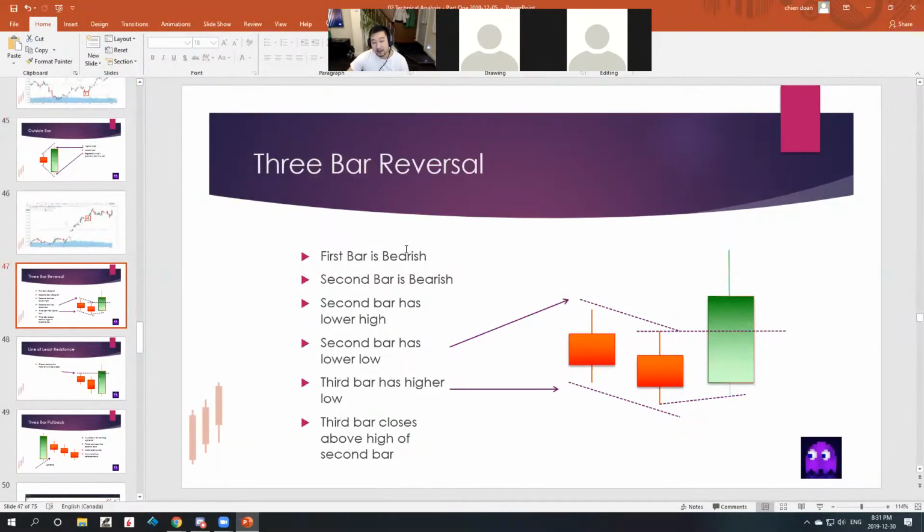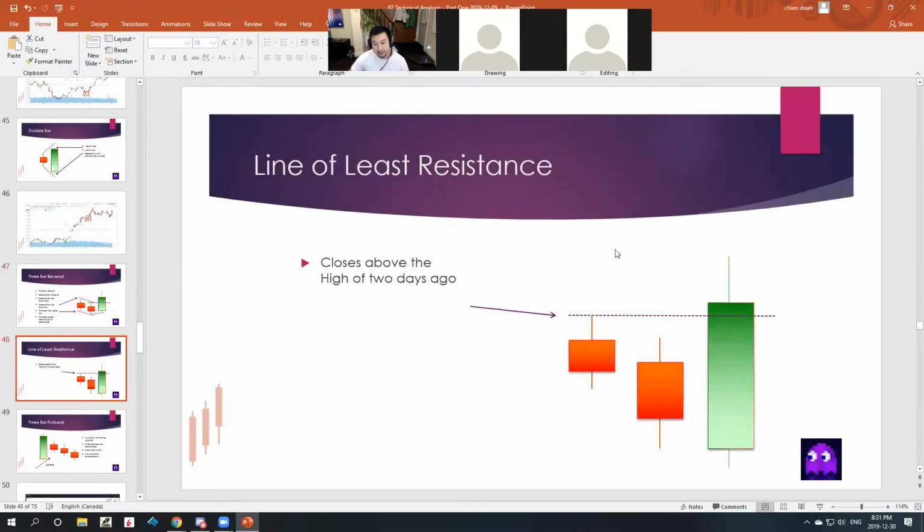Here's your 3-bar reversal. Your 3-bar reversal is just characterized by 2 small candles, followed by 1 large candle that is basically reversing the direction of the 2 smaller candles from the first one. The line of least resistance is very similar to the 3-bar reversal. It's just showing you a 1-2 reverse type of thing.